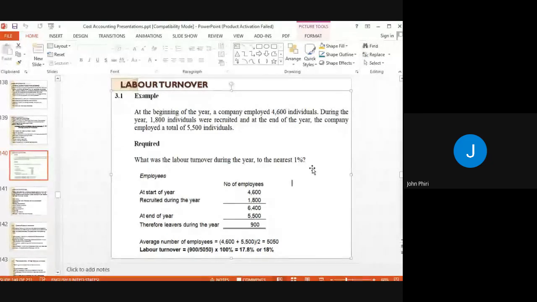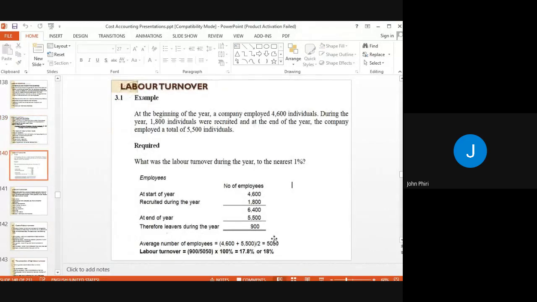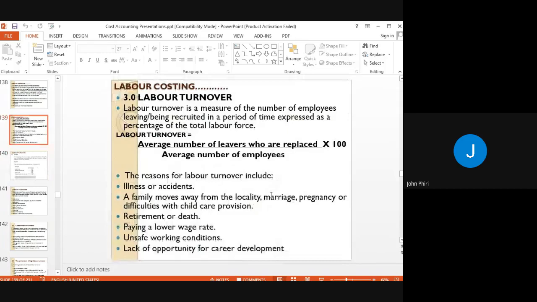Then you have labor turnover. Therefore, according to that formula that we talked about here, average number of leavers who are replaced over average number of employees times 100. So 900, which was the people that left, over the average number of employees, which is 5,050, times 100%, that gives us 18% as the labor turnover. Okay, I'm sure that is very straightforward. The only thing to remember is on the formula, the use of the word average, average, average. That's all.